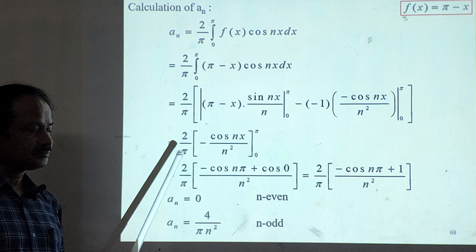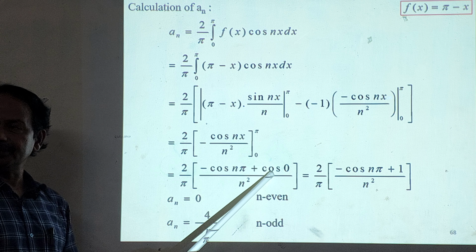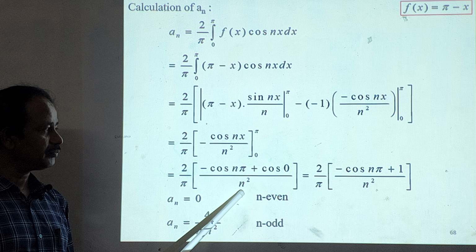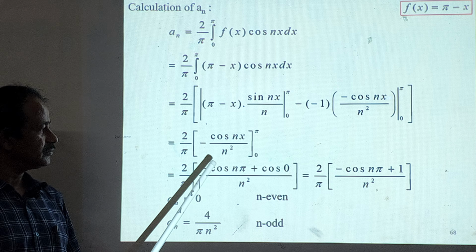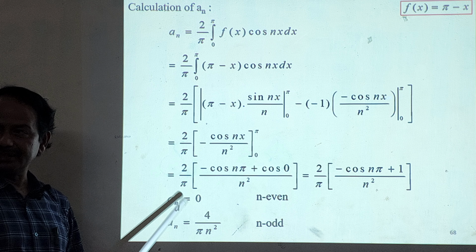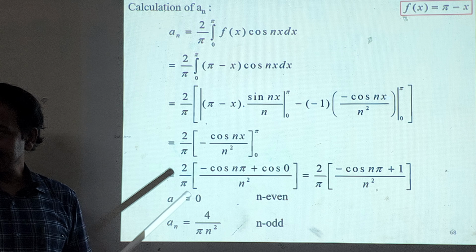Now substitute the upper limit. That will give me minus cos n pi. Substituting the lower limit will give me cos 0 divided by n square. Cos 0 is 1. So minus cos n pi divided by n square. Now the left hand side is an. an is given by this expression.